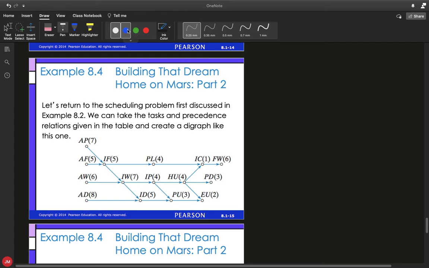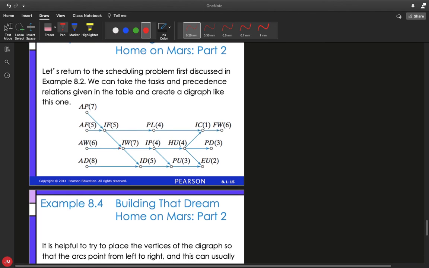And now it becomes a lot easier to tell what has to happen before what. Obviously, AP has to happen before IF, which has to happen before PL or IW. And so it's kind of nice to have a digraph to be able to organize all of those tasks into something that's a little bit more visual, a little bit easier to understand.